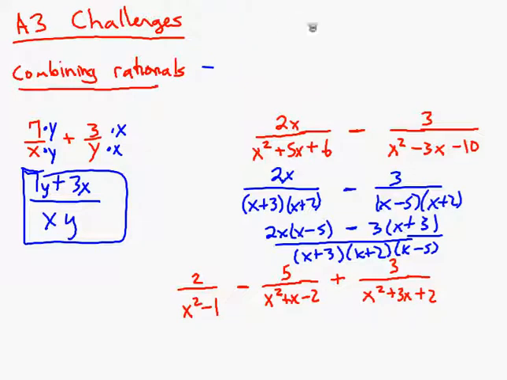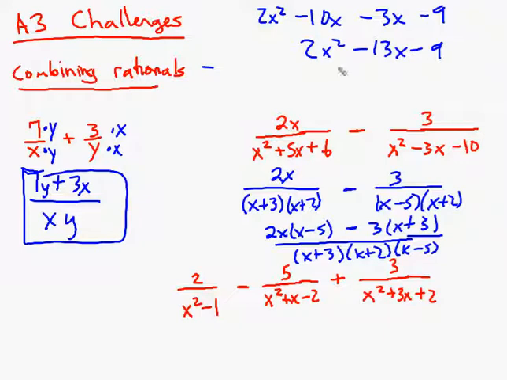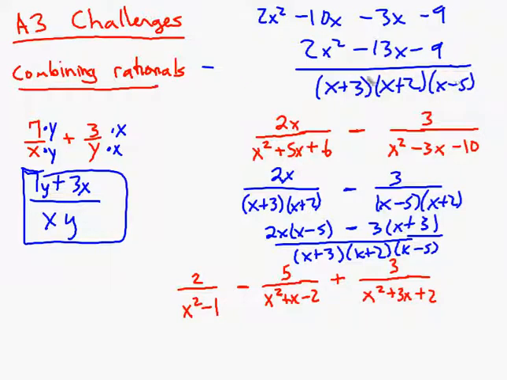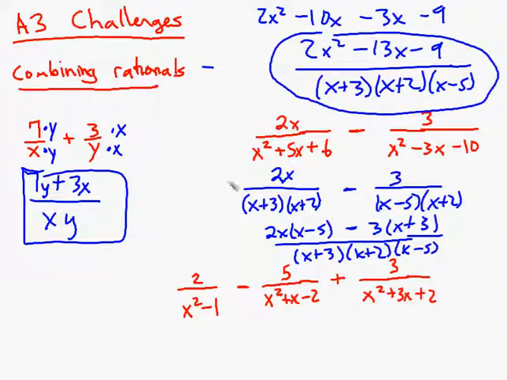I'll work up at the top here. So I get 2x squared minus 10x. I'm going to distribute a negative 3, so minus 3x minus 9. And I'll work on this a little bit. 2x squared minus 13x minus 9 all over x plus 3, x plus 2, x minus 5. Now next step, I would try to factor this to see if any of that would cancel with that denominator right there.